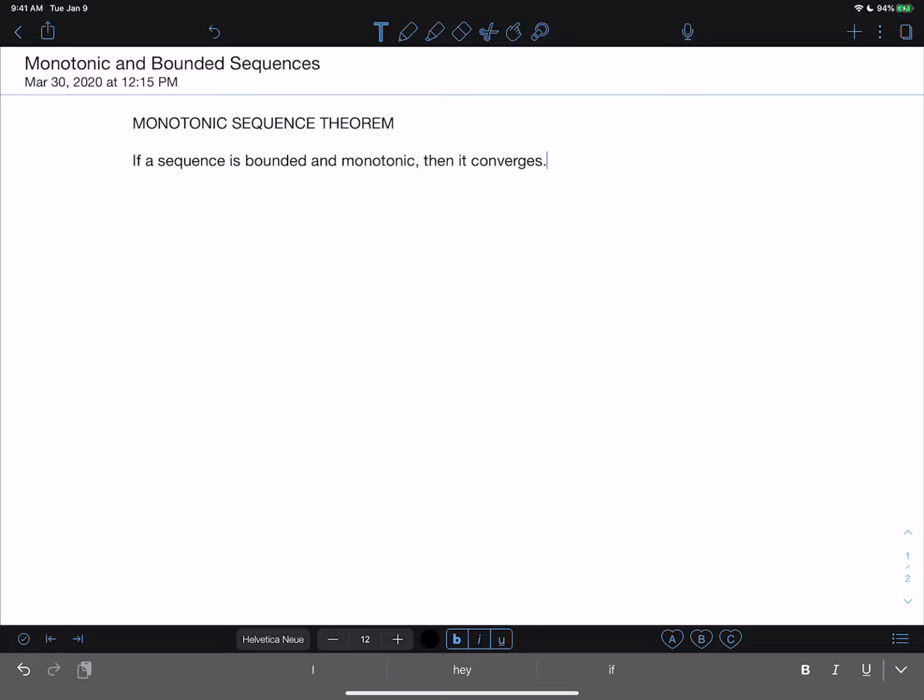So we're going to go through and define what monotonic means, and then how to show that a sequence is monotonic. We'll define what bounded is and show some techniques for showing that a sequence is bounded. And then if you're able to show both of those things, then we know that the sequence converges. We don't necessarily know its limit, but we do know that it converges to something.